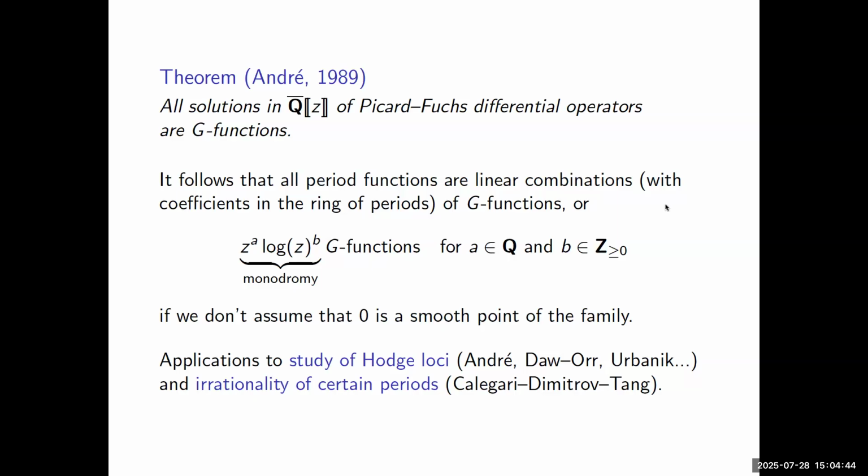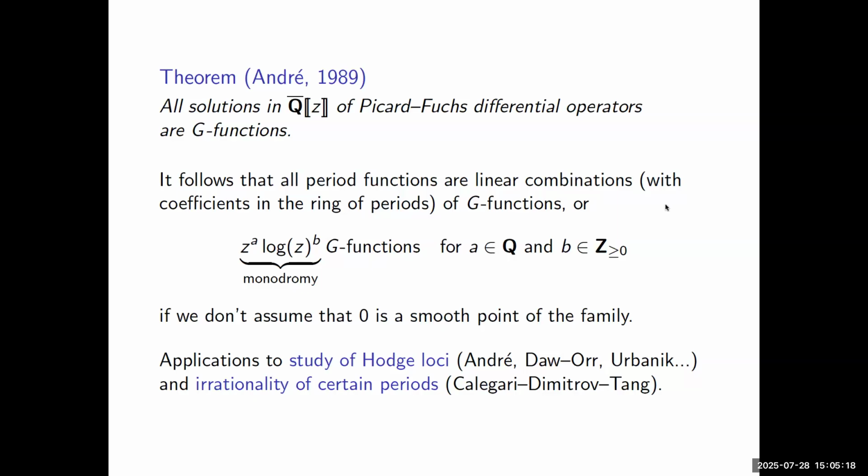This is the situation, a bit simpler, where 0 is not a singularity. And if you allow 0 to be a singular point of the family, then you need to put in a bit of monodromy. But this monodromy, as we learned before, is the simplest possible. So it's quasi-unipotent. So you have some rational powers of z and some integral powers of the logarithm corresponding to the Jordan blocks. Okay.